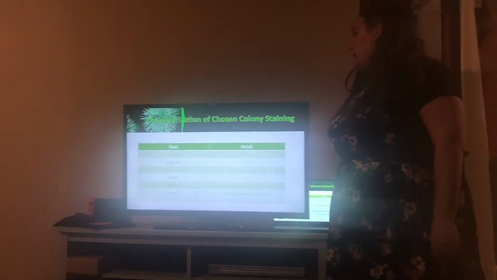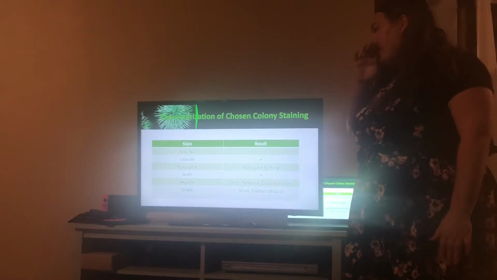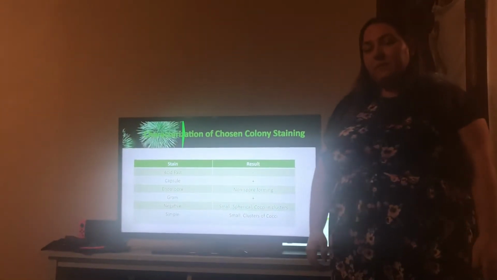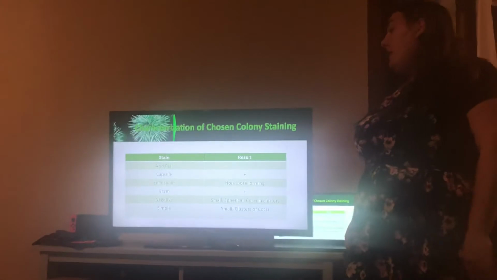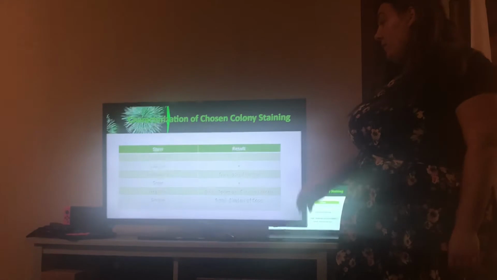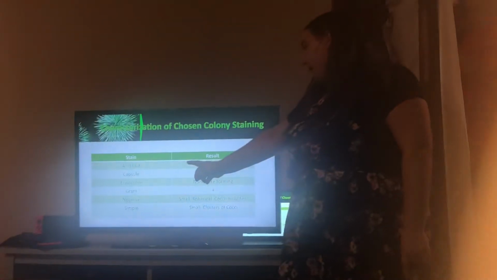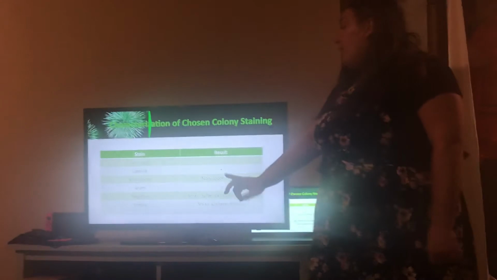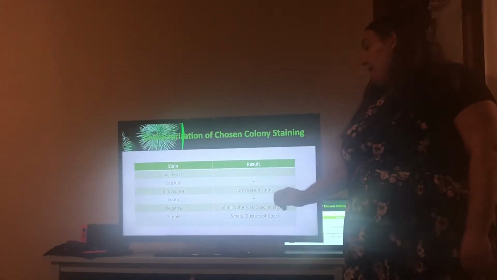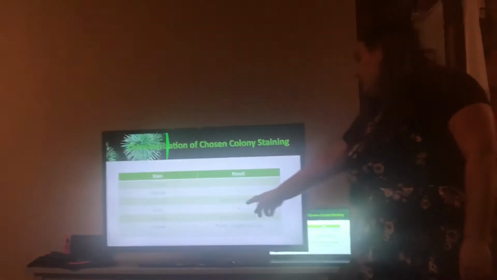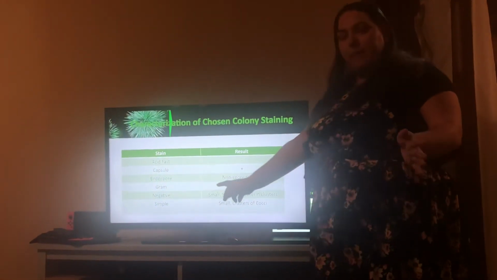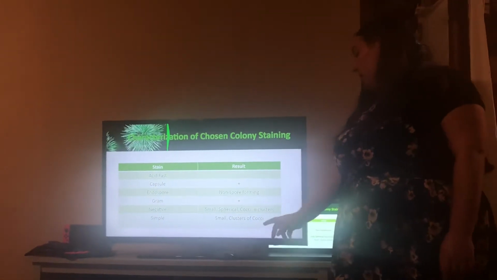Now I'm going to be talking about the characterization of the chosen colony staining. I'm going to be going through the stains that I performed on the bacteria and what the result was. This is my chart of stains that I did. I'm going to start with acid-fast. It was acid-fast negative, capsule positive. For the endospore staining, non-spore forming, it was gram-positive. When we look at negative staining, it was small spherical cocci in clusters. When we look at simple staining, it was small clusters of cocci.